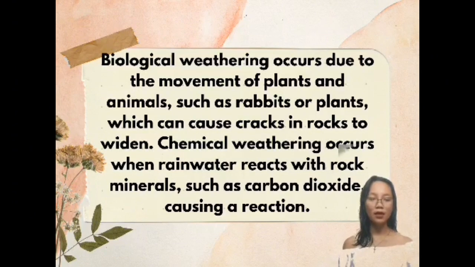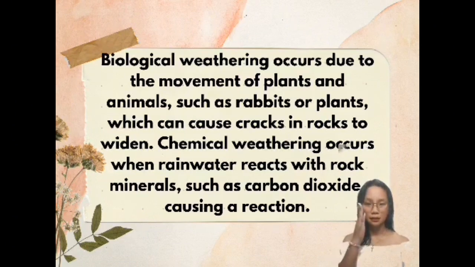Biological weathering occurs due to the movement of plants and animals, such as rabbits and plants, which can cause cracks in rocks to widen. Chemical weathering occurs when rainwater reacts with rock minerals, such as carbon dioxide, causing a reaction.